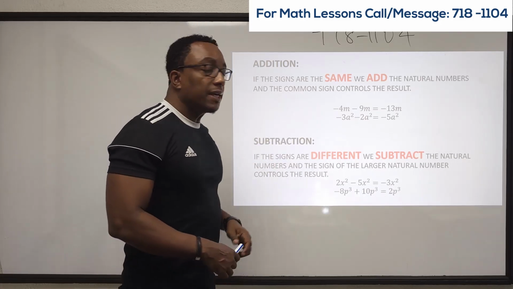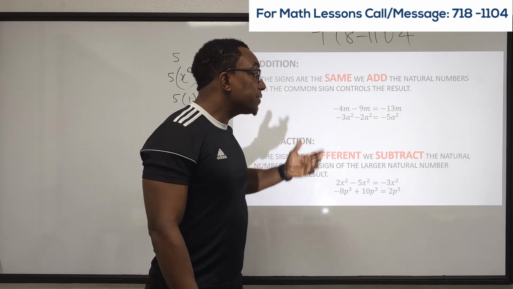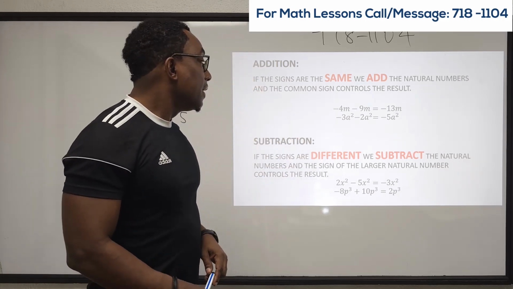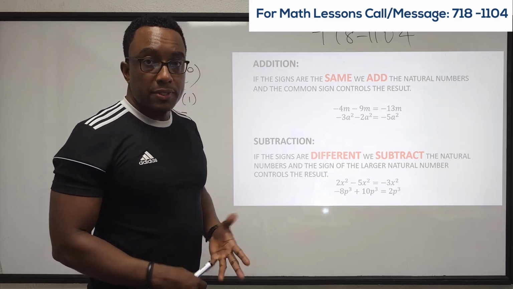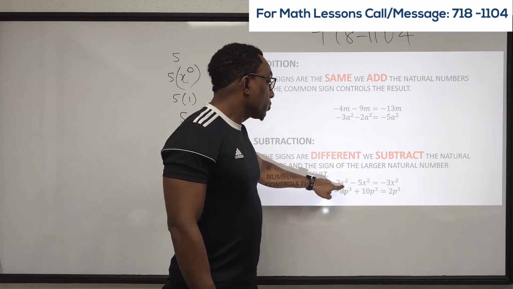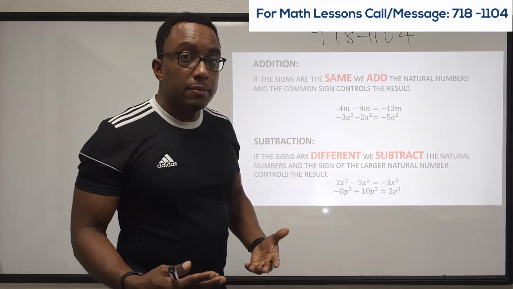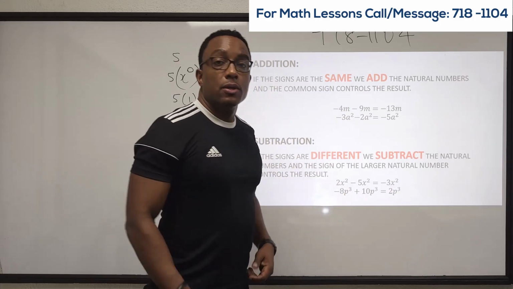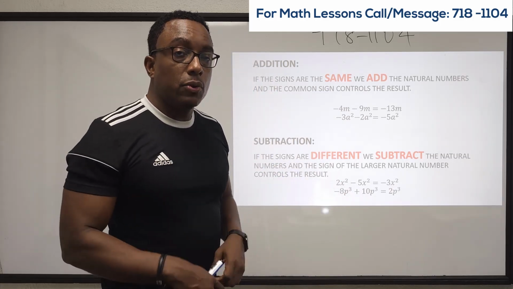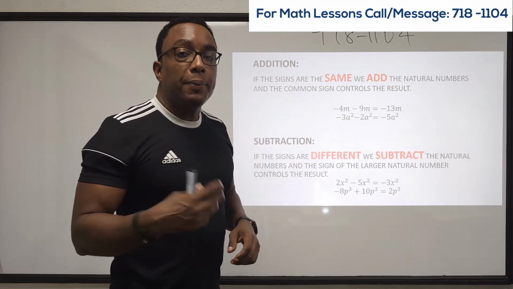The rule of subtraction says if the signs are different, we subtract the natural numbers, and the sign of the larger natural number controls the result. So we have 2x squared minus 5x squared. These two terms are like terms. Clearly we have the same variable and power, x squared, common to both, so therefore we can now apply our rules of signs.